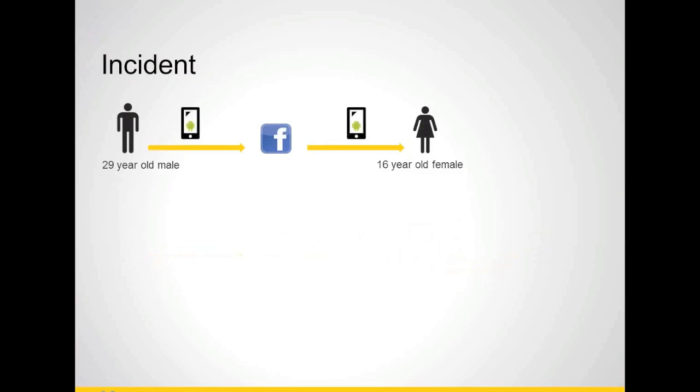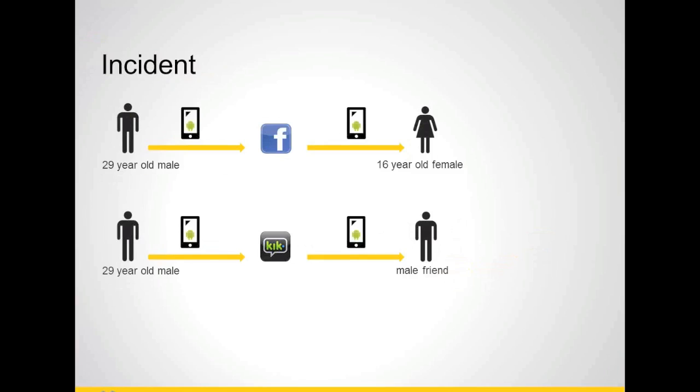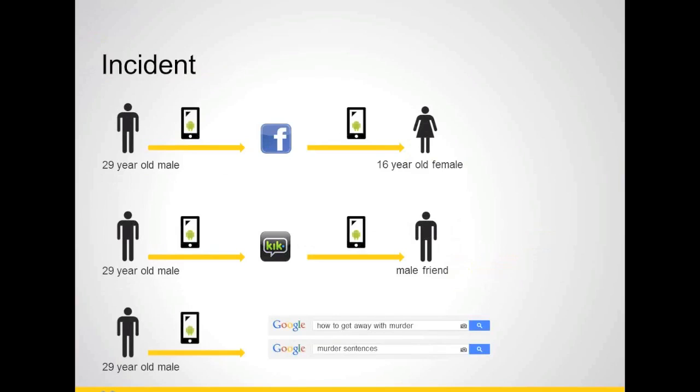The female arrives shortly after, and after an altercation ensues, the male murders the female. The male panics and sends a friend messages using Kik Messenger asking for help and advice on what to do. He attempts to hide the body and leaves the scene. Later on, he runs Google searches on his phone for information on how to cover up a murder and common murder sentences.